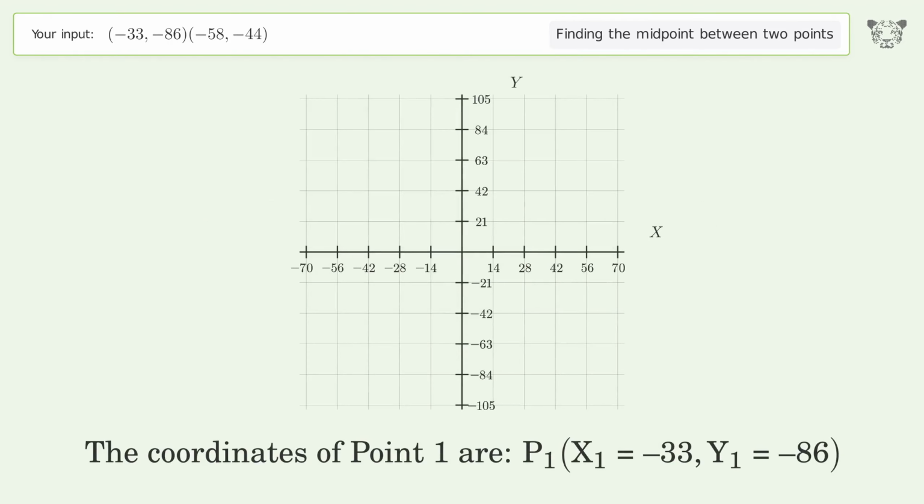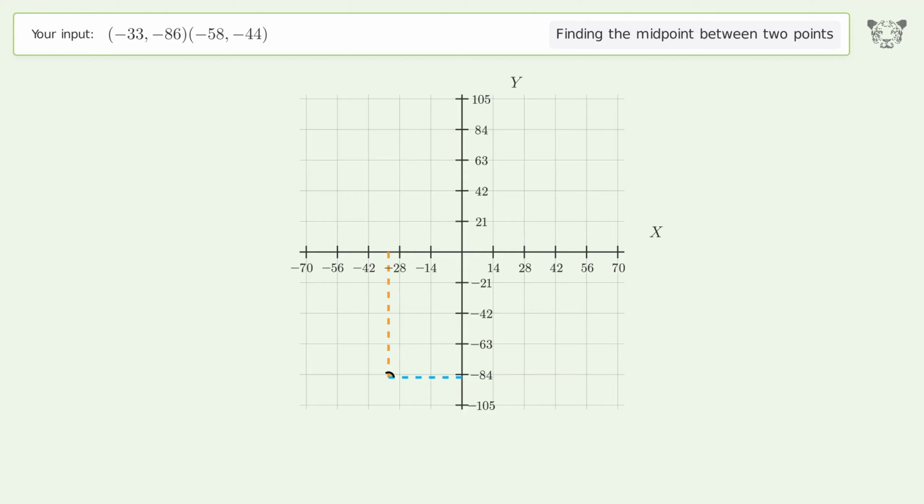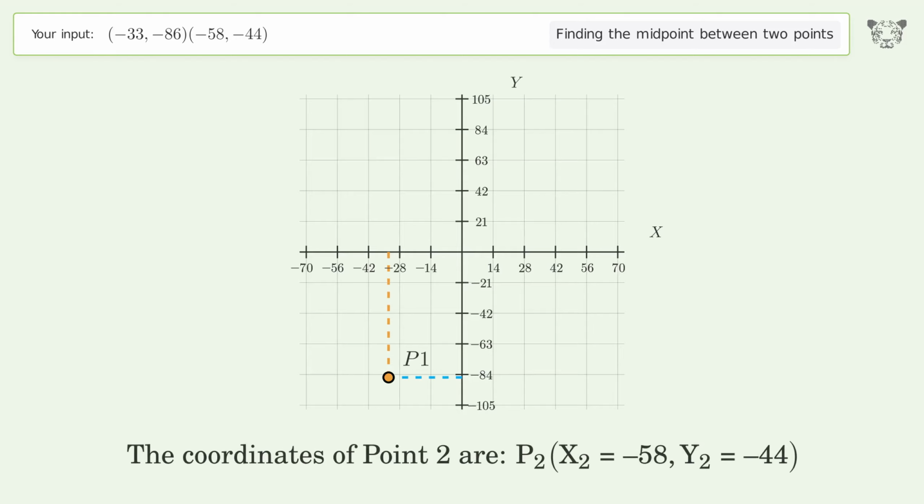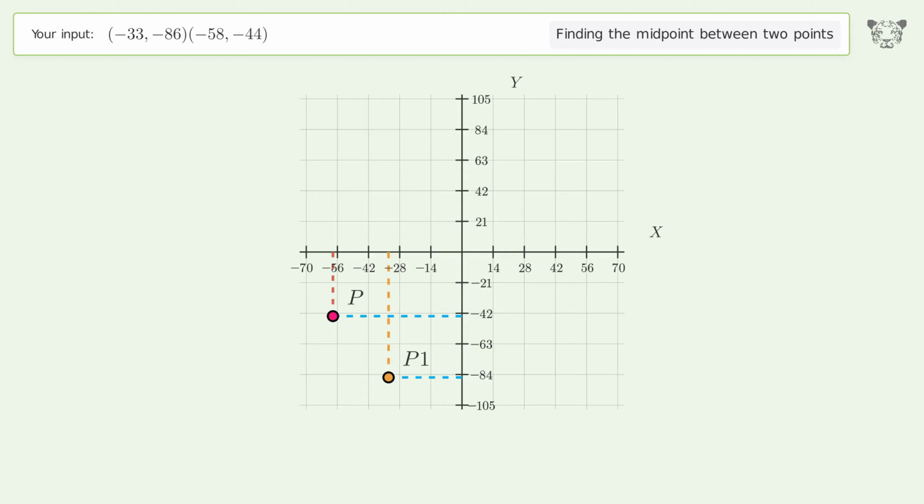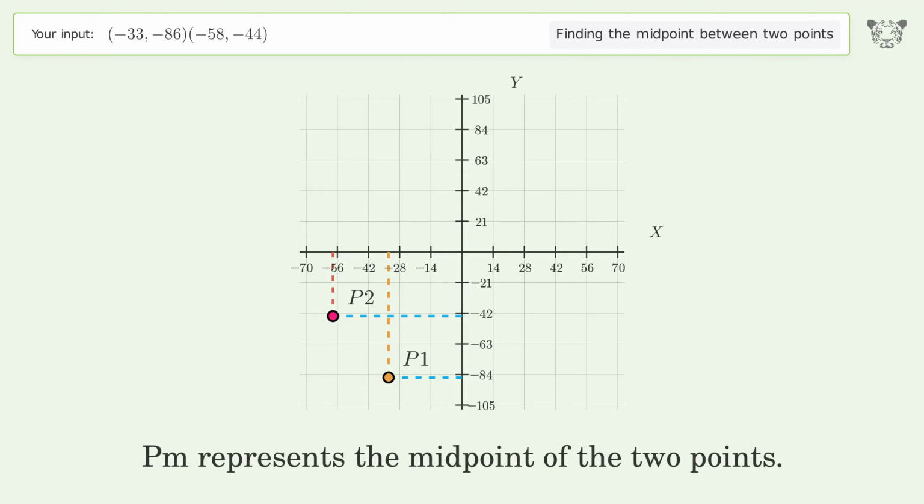The coordinates of point 1 are, x1 equals negative 33, y1 equals negative 86. The coordinates of point 2 are, x2 equals negative 58, y2 equals negative 44. PM represents the midpoint of the 2 points.